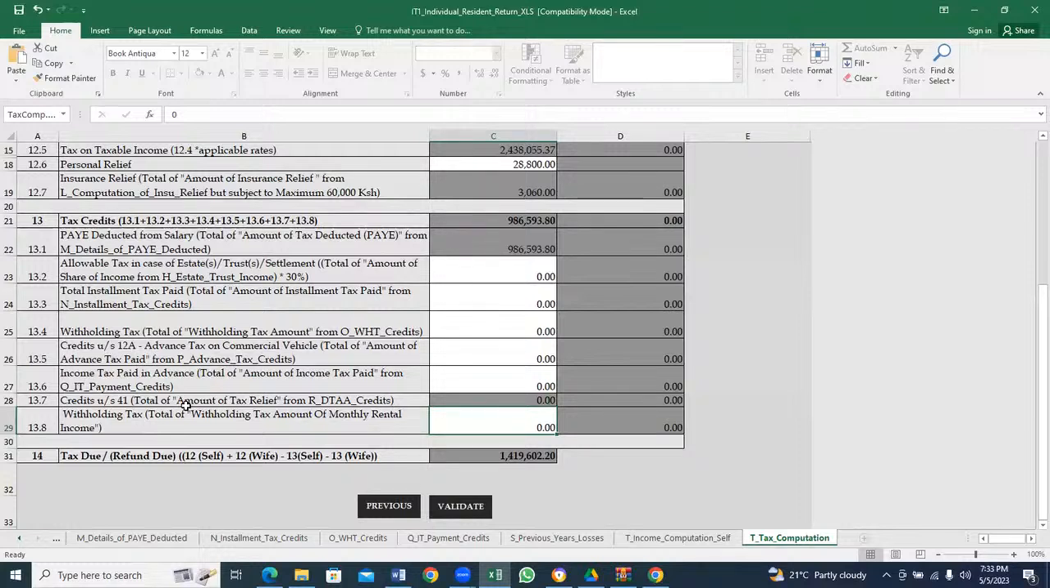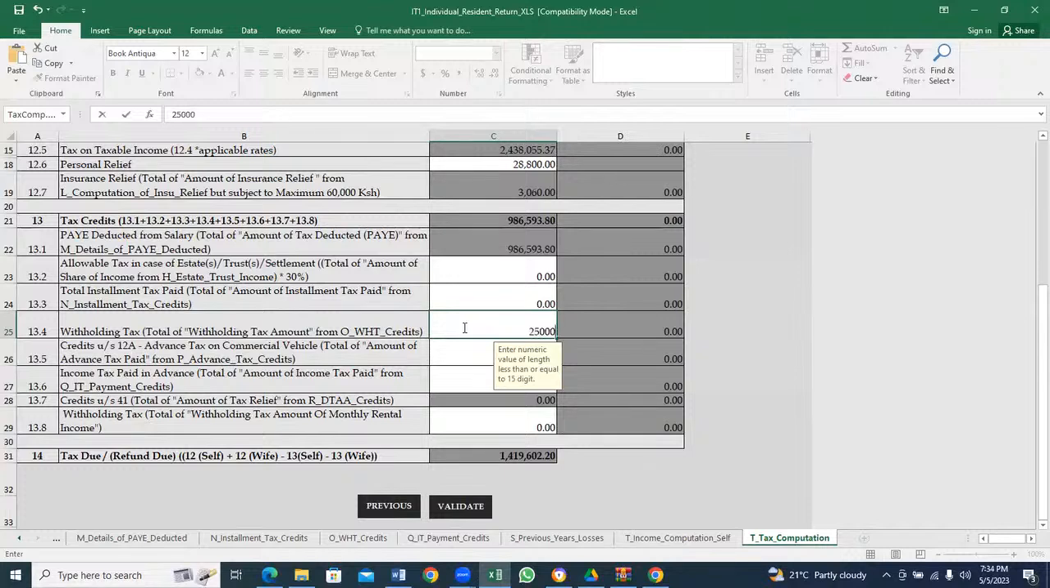Because remember, out of the 5 million, 5% was already withheld and paid to the authority. 250,000. So hiyo 250,000 itapunguza hii 1.4, itapunguza hii 1.419. So kujiweke hiyo 250 hapa kwa 13.4. 250,000.